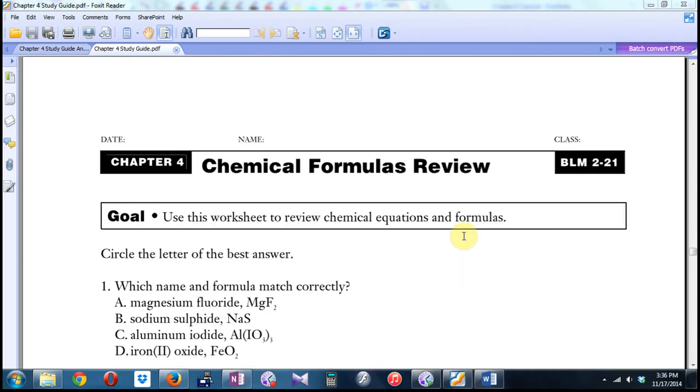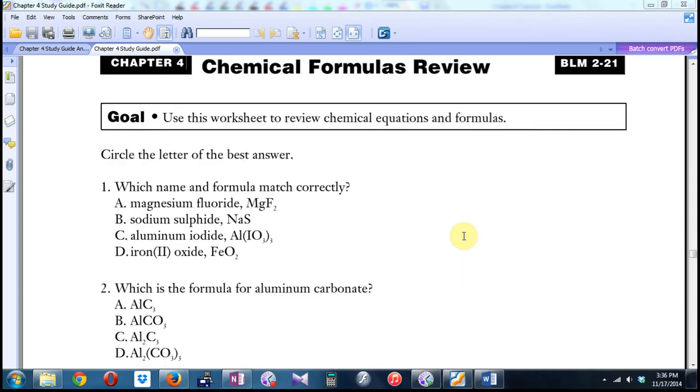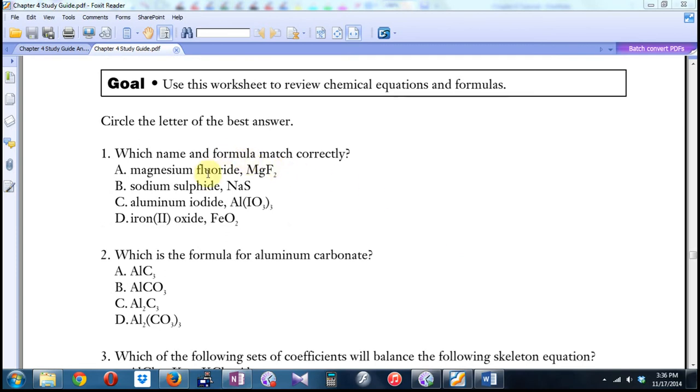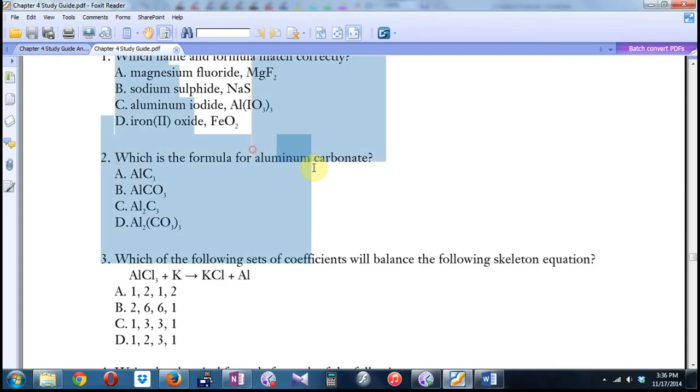Balancing equations. I want to do a bunch of balancing at the end, so I'm just going to blaze through this. Here's another multiple choice. Which name and formula match correctly? Which is the formula for aluminum carbonate? So I'd have to look up carbonate. Aluminum multivalent or not? No? Okay, carbonate. Which two of these can you cross out as wrong right now?